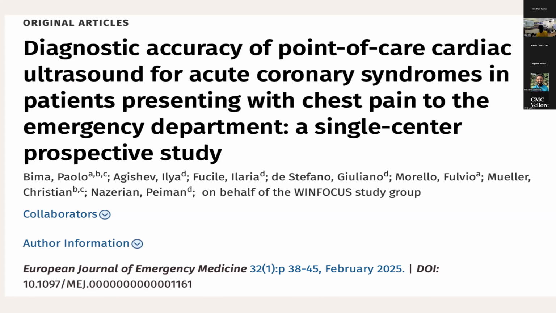So now finally coming to the study. So this is a diagnostic accuracy study of a point-of-care cardiac ultrasound for acute coronary syndromes in patients presenting with chest pain to the emergency department. This is a single-center prospective study done in Italy. It was recently published in February 2025.